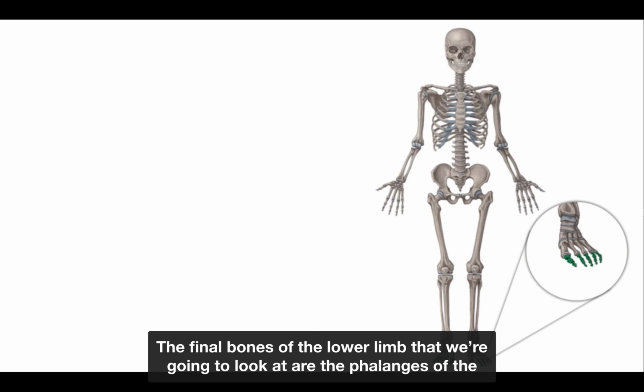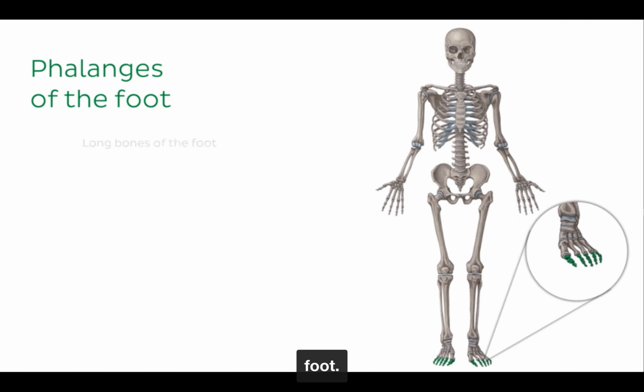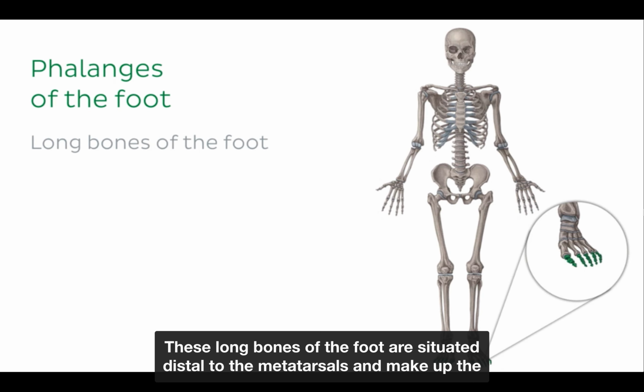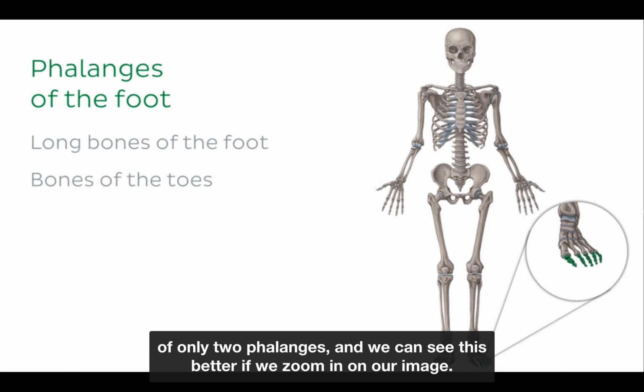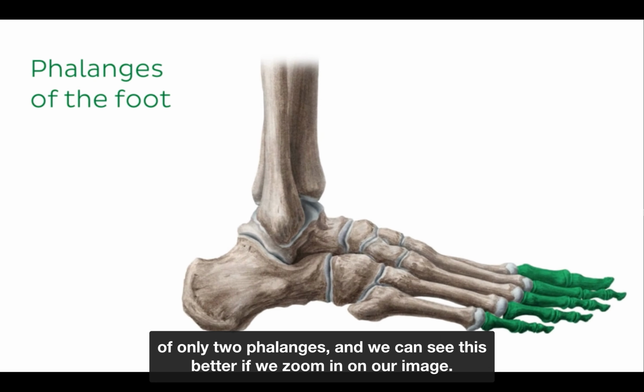The final bones of the lower limb that we're going to look at are the phalanges of the foot. These long bones of the foot are situated distal to the metatarsals and make up the bones of the toes. Each toe is comprised of 3 phalanges with the exception of the big toe, which is comprised of only 2 phalanges. And we can see this better if we zoom in on our image.